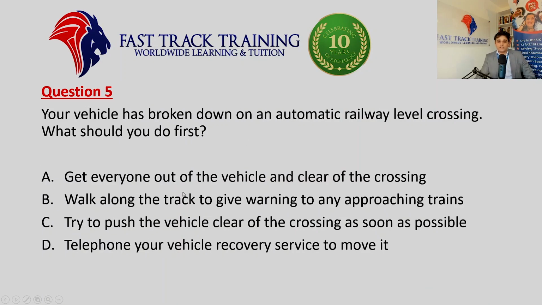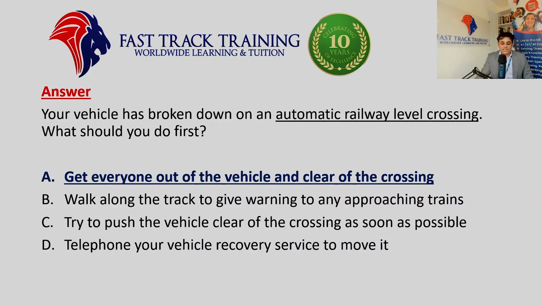Your vehicle has broken down on an automatic railway level crossing. What should you do first? Get everyone out of the vehicle and clear the crossing. Walk along the track to give warning to any approaching trains. Try to push the vehicle clear of the crossing as soon as possible. Telephone your vehicle recovery service to move it. The correct answer here is get everyone out of the vehicle and clear the crossing.